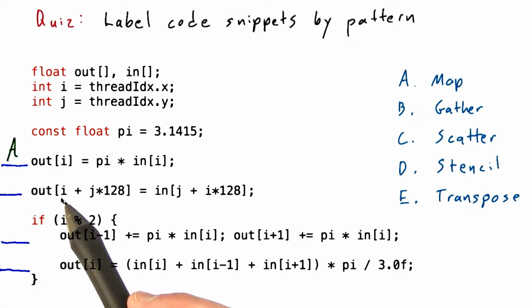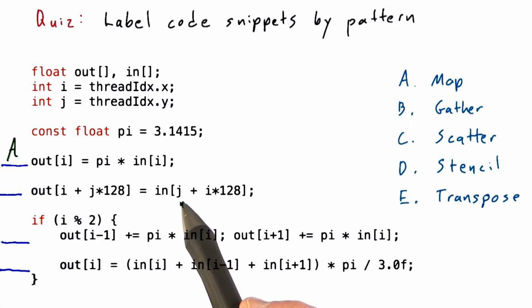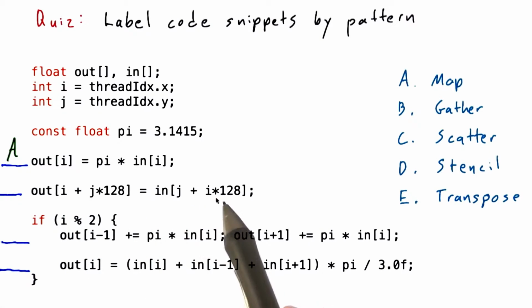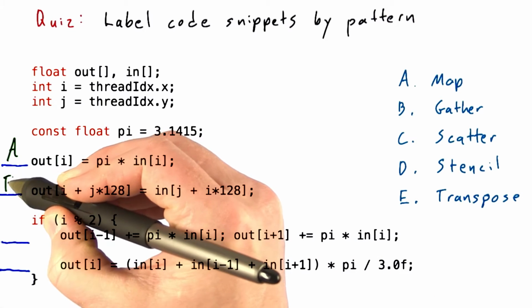And you can see that we're writing into an array which is represented in I major order here in the output and in J major order in the input. So this is a transpose operation.